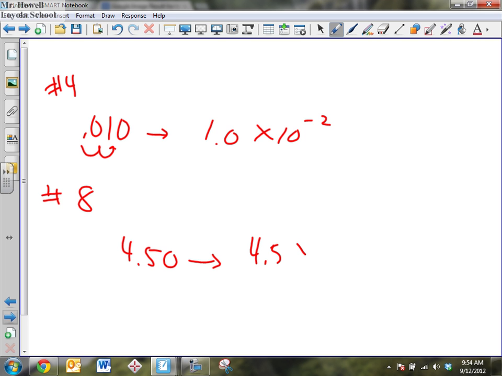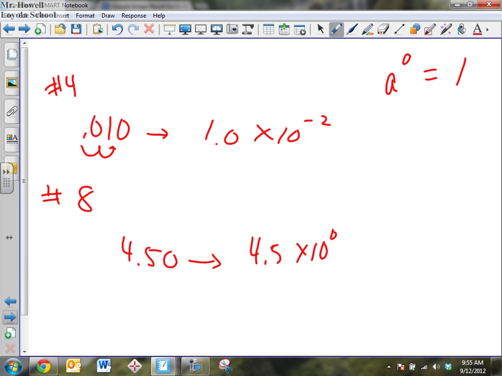Now, remember this exponent indicates how many spots you're moving the decimal. Well, did we move the decimal at all? It's 0. And 10 to the 0 is 1. Remember, mathematically, we all know this: a to the 0 is 1. Any real number to the 0 is always 1.